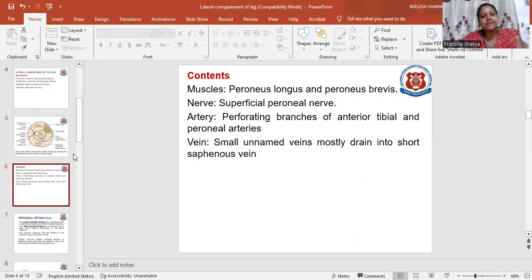Now coming to the contents. Here two muscles are present, peroneus longus and peroneus brevis muscle. The nerve of this compartment is superficial peroneal nerve. Artery of this compartment are perforating branches of anterior tibial and peroneal arteries. And here small unnamed veins are present. They mostly drain into the short saphenous vein.